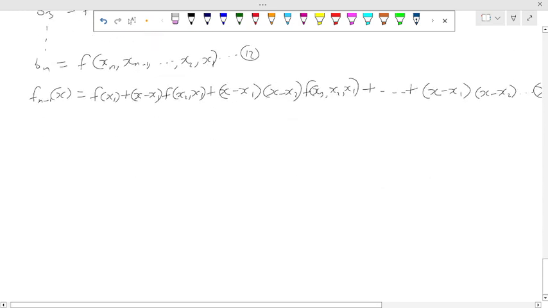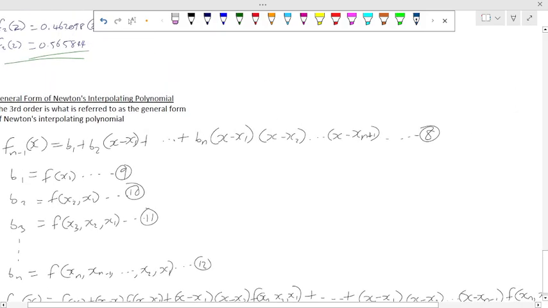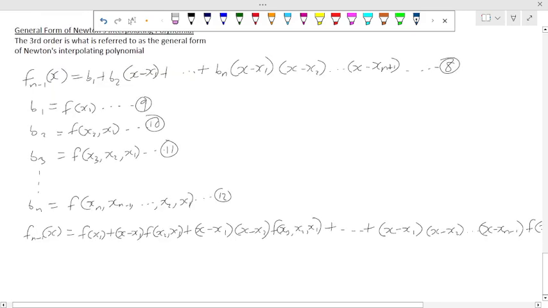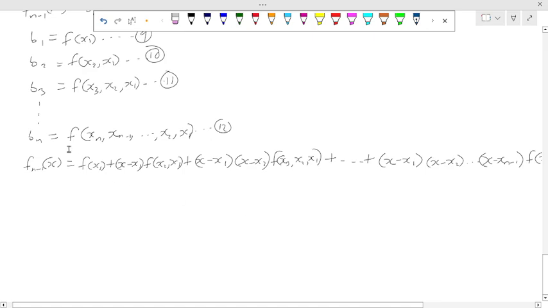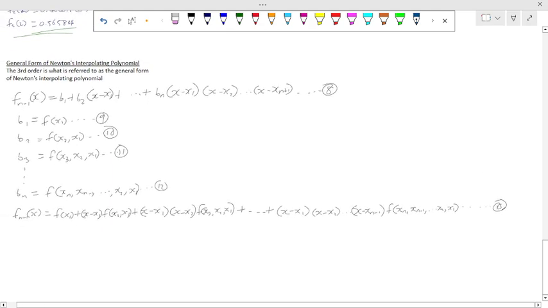Like I said, this is a class recap, and we're actually making a recap here. So for the general form of Newton's interpolating polynomial, the third order is what we refer to as the general form of Newton's interpolating polynomial, which is this. So b1, this is just like the equation we have above. And b1, like what I wrote up there, just like this expression. It's just that it's expanded in this case. So when we make use of it, you will see what's up with it.